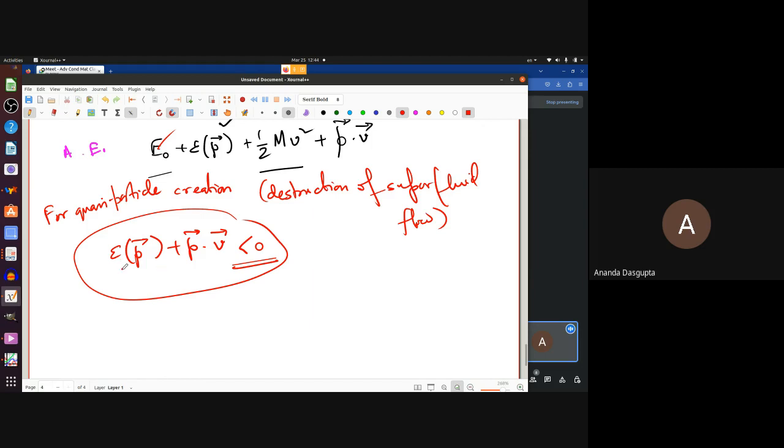Can you tell me from this equation? Remember, epsilon p is the quasi-particle energy, which is a positive number. What does this tell you about the relationship between P and V? V is, of course, the velocity of the superfluid flow. P is the momentum of the quasi-particle which is created inside the superfluid. And that's the momentum with respect to the superfluid. What can you say about P from this?